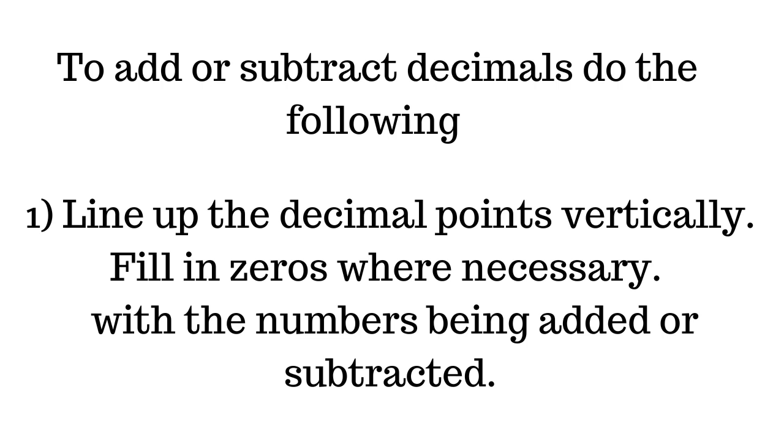To add or subtract decimals, do the following. Step 1: Line up the decimal points vertically. Fill in zeros when necessary with the numbers being added or subtracted. What this means is that you arrange the numbers such that the decimal points are directly on top of each other, and fill the empty spaces with 0.